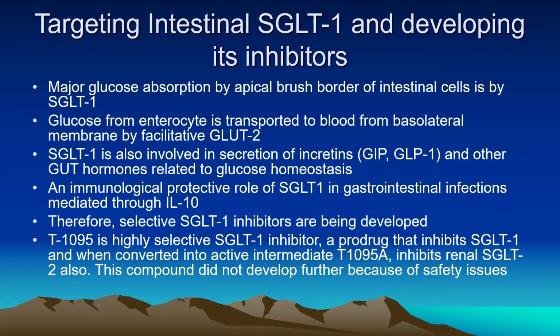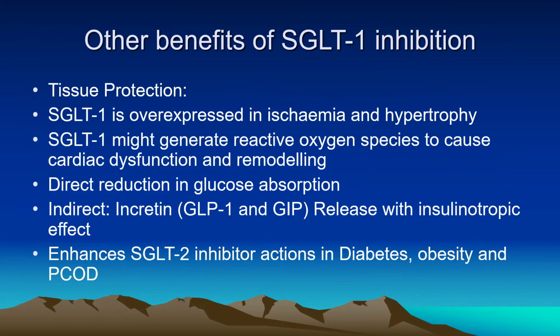T1095 was found to be a highly selective inhibitor, which was a prodrug and was converted into intermediate T1095A, and that also inhibits SGLT2. However, this compound was not developed further because of safety issues.